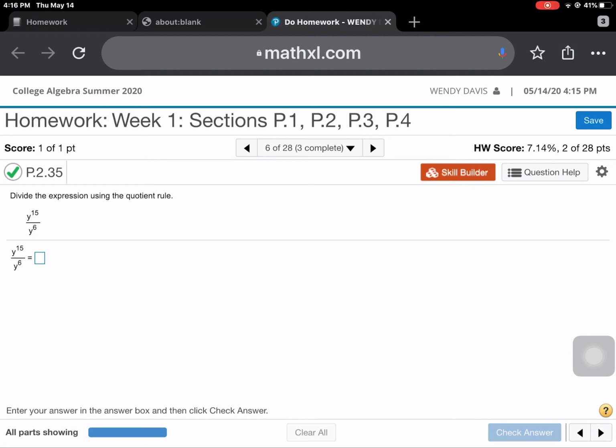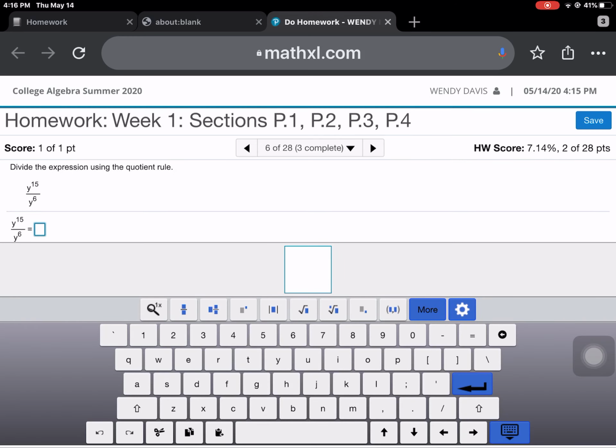I wanted to show you some tips on using my math lab. Okay, so click in the box and then click in this other box. To get a power, you're going to use the toolbar on that top row that's a square with another square at the top.